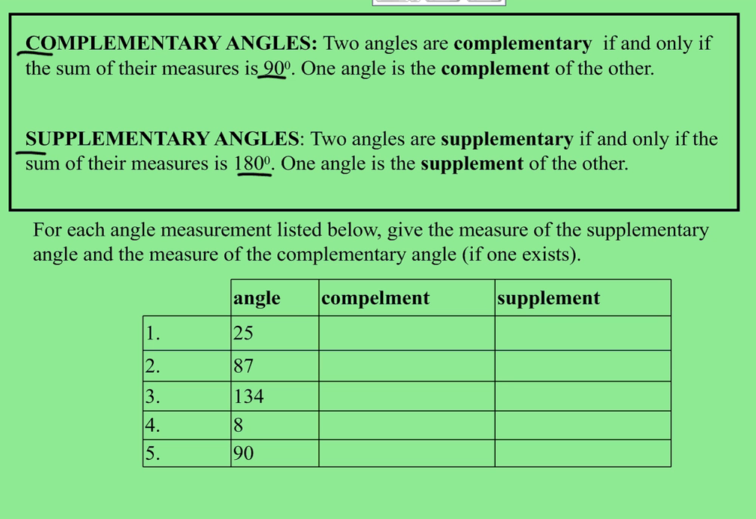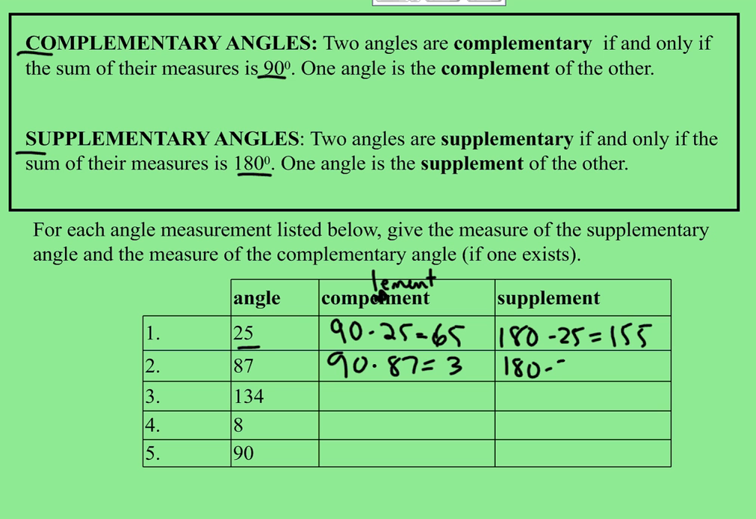All right, so take a look. If I've got a 25-degree angle, its complement is going to be 90 minus 25, which should be 65. Its supplement is going to be 180 minus 25, which should be 155. For number 2, 90 minus 87 should be 3, and 180 minus 87 should be 93. All right, take a minute and fill in the rest.